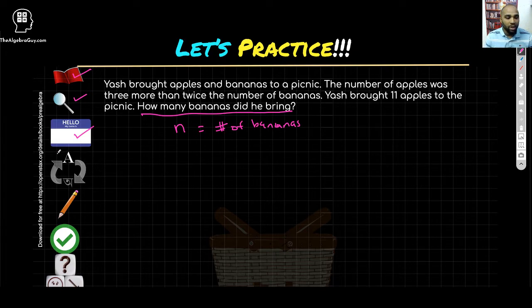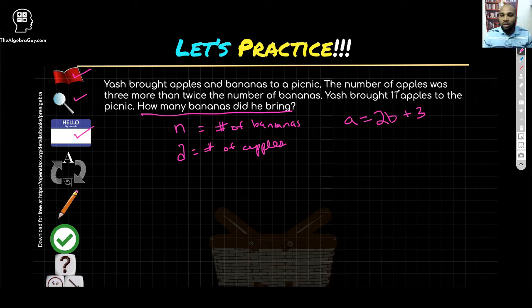Now let's try to write a sentence that we can translate from these words into something algebraic. So let's look up here. The number of apples was 3 more than twice the number of bananas. I'm going to come up with a variable for apples so I can represent that too. Number of apples was 3 more than what? Twice the bananas. 3 more than twice our bananas.